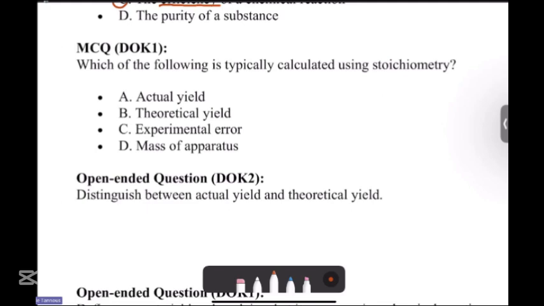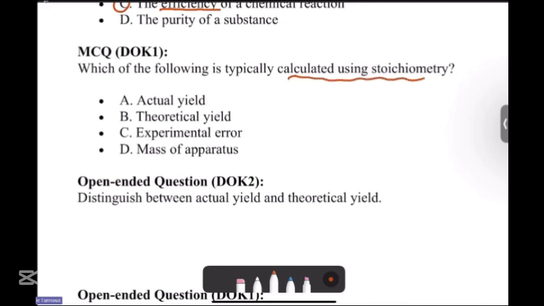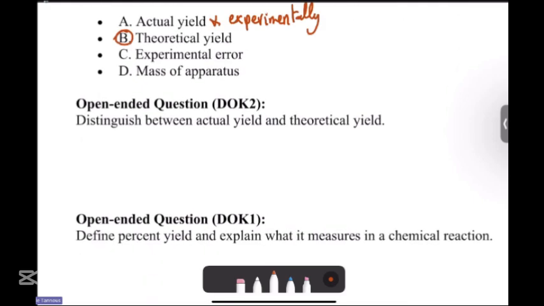Which of the following is typically calculated using stoichiometry? When I do my calculations on the equation and I take whatever is given to me, mass or mole, and I multiply it by the mole ratio, we are finding the theoretical yield, meaning the maximum amount of product obtained in a perfect condition. So actual yield is obtained experimentally. It is not calculated. You perform the experiment and you measure the mass of the actual yield. But theoretical yield is what you calculate using stoichiometry.